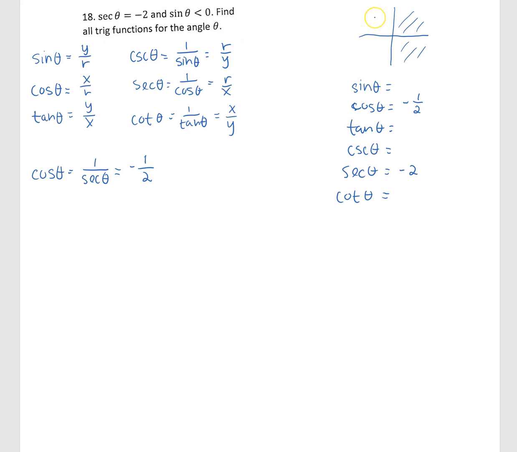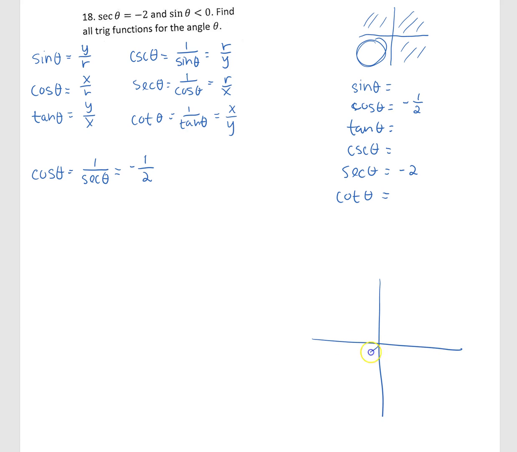To figure out which side we're in, we need to know whether sine theta is positive or negative, because if sine theta is positive, y is positive, and we're up here. Sine theta is negative, y is negative, and we're down here. And we've been told that sine theta is less than 0, so that means that we are in this quadrant here. So we can draw what we have here.